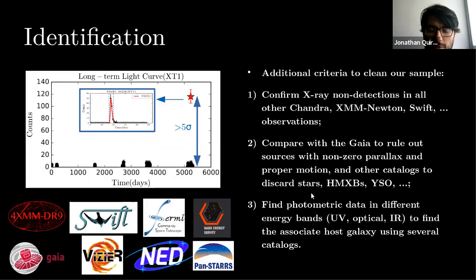However, we have a problem with this because both methods do not necessarily recover transient events. Other kinds of objects like stellar flares and AGNs can mimic this pulse-shaped light curve. So in that way, we try to use additional X-ray catalogs to try to rule out non-transient objects. In the same way, we try to use optical or near-infrared catalogs to try to discard stars or objects that were previously classified as young stellar objects, high-mass X-ray binaries, etc., and try to find photometric redshifts. If possible, we try to constrain the properties of the host galaxies.